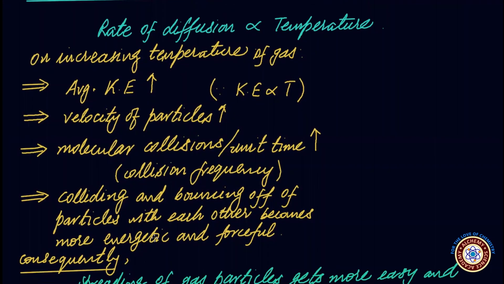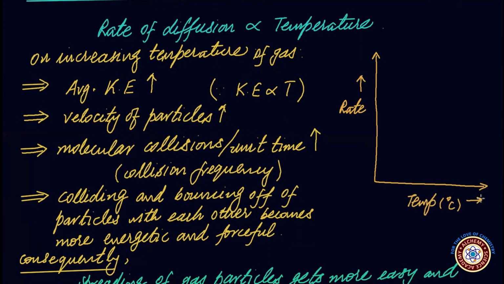Now, the effect of increase or decrease in temperature on the rate of diffusion of gas can also be explained graphically by plotting a graph of rate of diffusion along y-axis and temperature of gas, say in degrees centigrade, along x-axis. We get a straight line graph that indicates that on increasing temperature, rate of diffusion of particles of gas increases, and on decreasing temperature, rate of diffusion of particles of gas decreases.